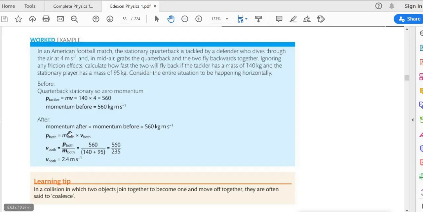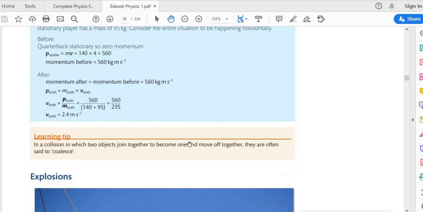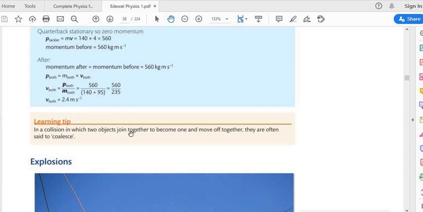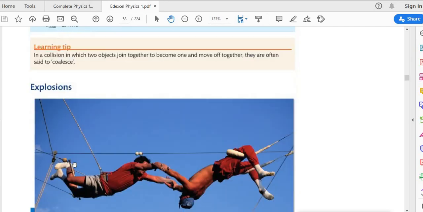So we are using this again. Now we are making V the subject of the equation. So the total momentum is now 560 and the total mass is 235. Then you get 2.4 meters per second. In a collision in which two objects join together to become one and move off together, they are often said to coalesce. That's what I mentioned. So we use different words: stick together, coalesce, couple, move together, all mean the same thing.